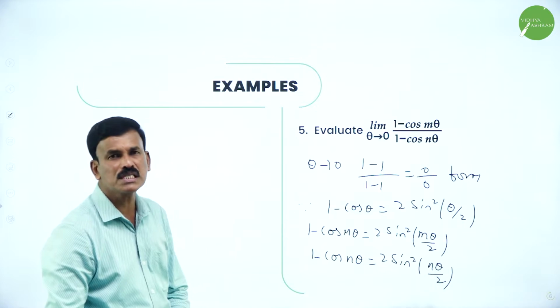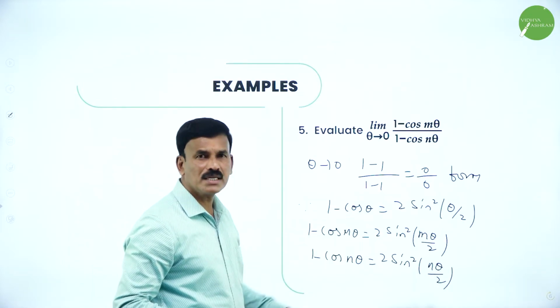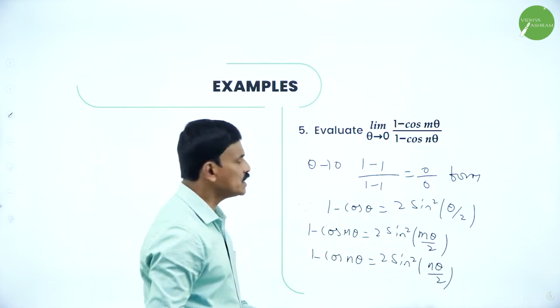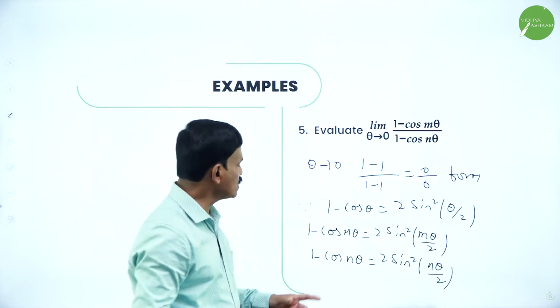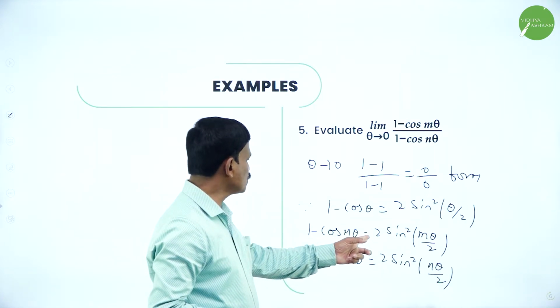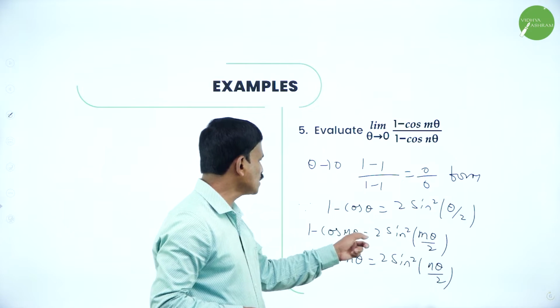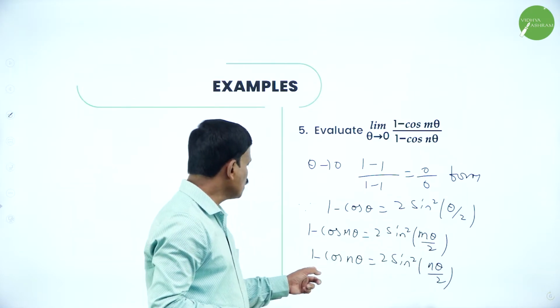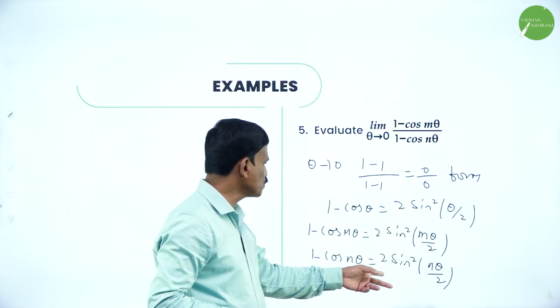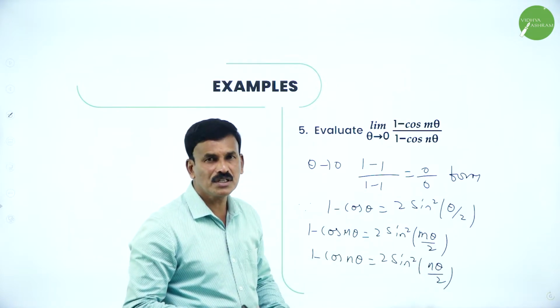This is a very important step. See here, you know 1 minus cos theta is equal to 2 sin square theta by 2, the half-angle formula. 1 minus cos m theta is equal to 2 times sin square, instead of theta, it is m theta by 2. Similarly, 1 minus cos n theta is equal to 2 sin square n theta divided by 2.